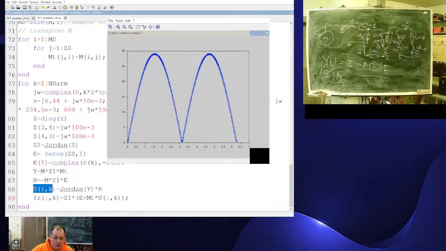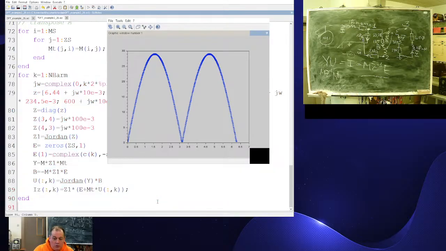Results will be stored in U matrix. What will happen? Each column will represent one frequency. Not one, but one frequency. As a result, I will get matrix with 50 columns, 50 voltages, and 50 branch current. This is good, but not enough. I need to solve DC.